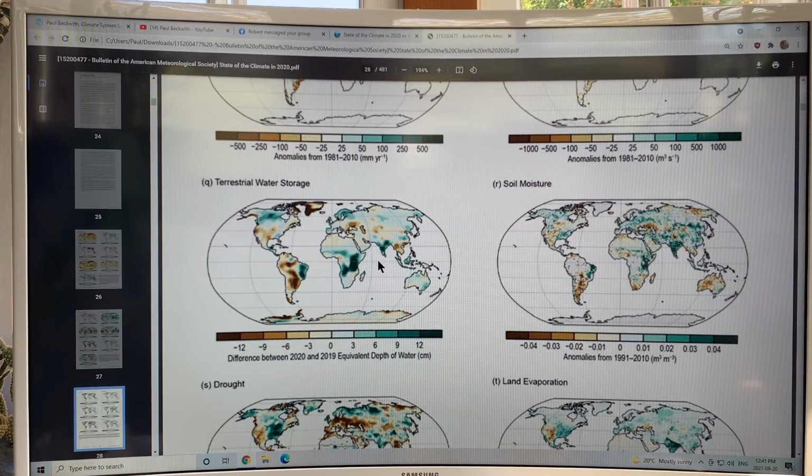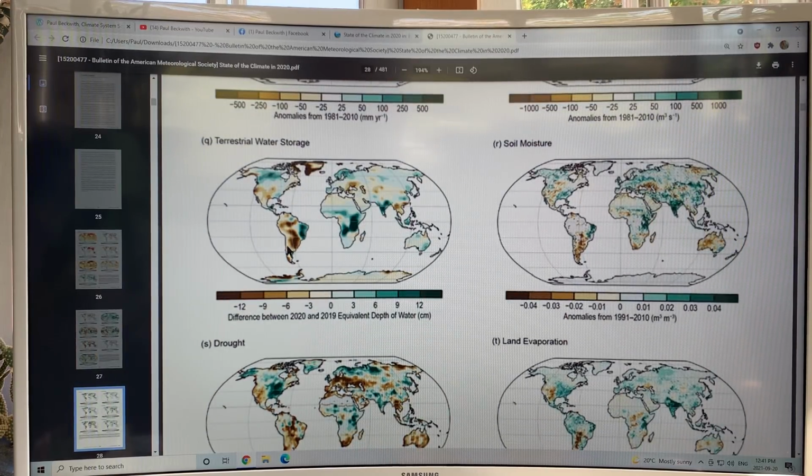Terrestrial water storage, way down. This is water that is stored in groundwater, etc., and it's down in these drier regions, and it's way up in Africa here, and higher in India, and high in parts of northern Canada. Soil moisture, in the brown areas, the soils are drying out, and in the bluer areas, it's actually increased in 2020 relative to the 1991 to 2010 baseline in this case.